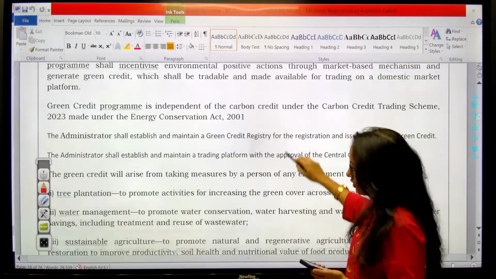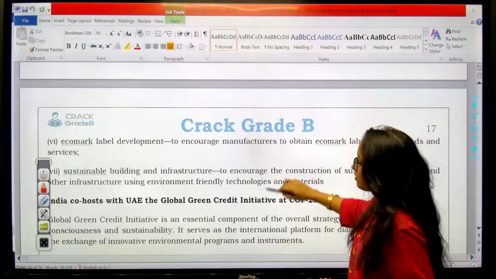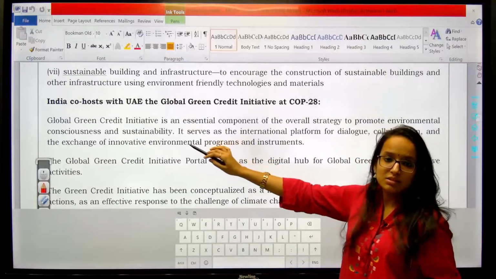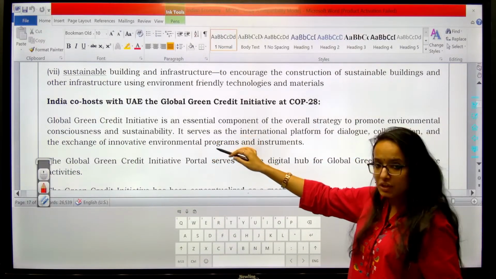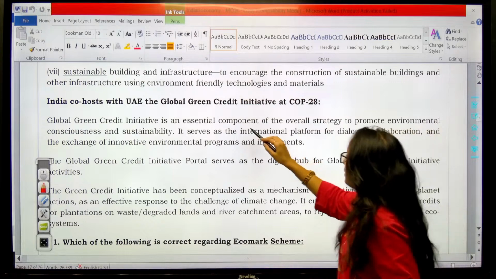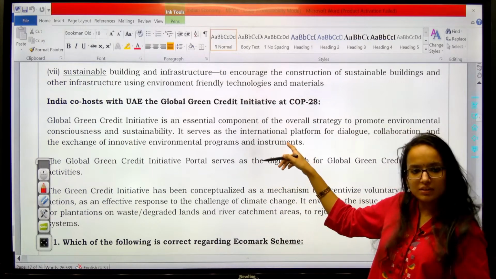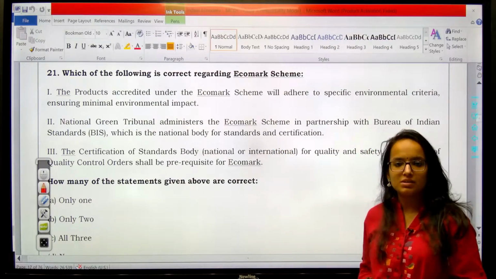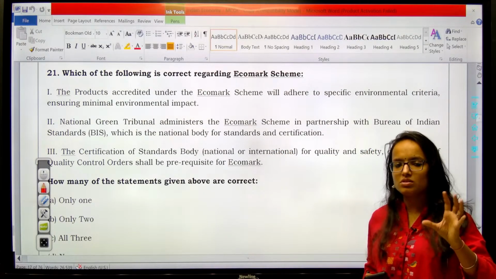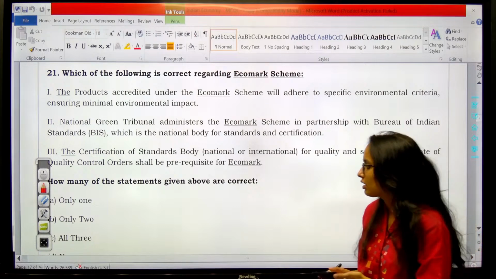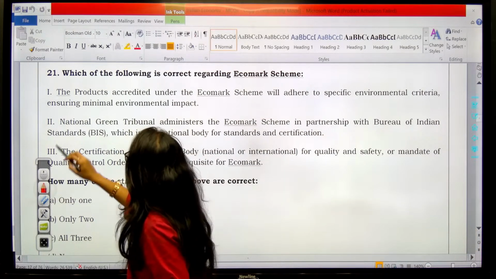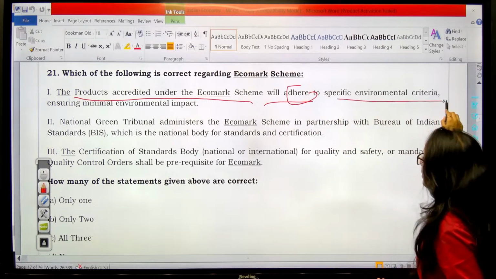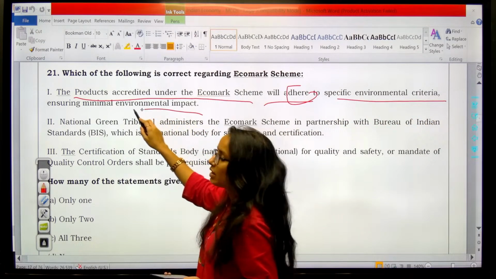Alright. Moving on to the next question. Also remember this news, India has co-hosted with UAE this global credit card initiative at COP28. So this is another important information. Which of the following is correct regarding EcoMark scheme? Similar scheme, similar to this green credit program, EcoMark. Which one is correct? Products accredited under EcoMark scheme will adhere to specific environmental criteria ensuring minimal environmental impact.